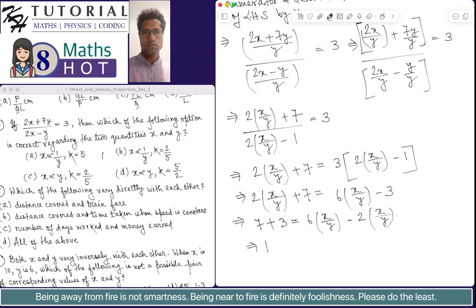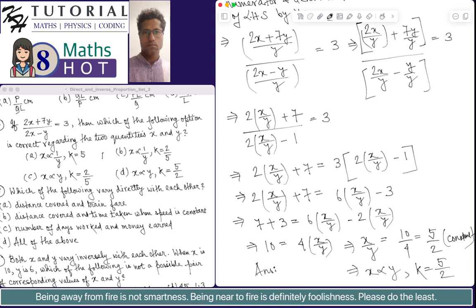So this implies 10 is equal to 4 x by y. So this implies x by y will be equal to 10 by 4, which is equal to 5 by 2. So x by y is equal to 5 by 2, and indeed we have found the value of x by y to be a constant. So clearly we can say that x varies directly as y, and the constant of proportion is equal to 5 by 2. So hence the correct choice is D.